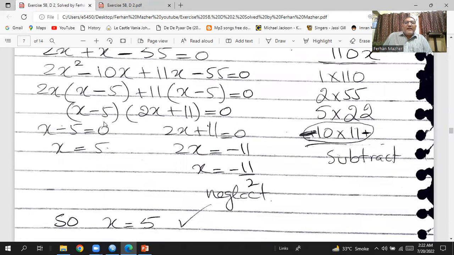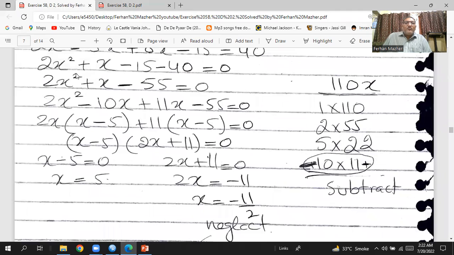So we will multiply the extreme terms. 2x square will multiply with the 55. You get 110 x square. I just wrote here x square. So we write the pairs of the 110. So they are 1 into 110, 2 into 55, 5 into 22, 10 into 11.